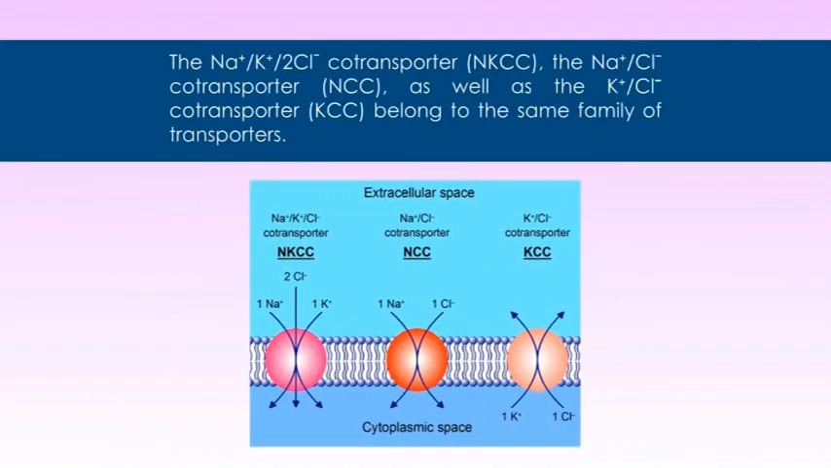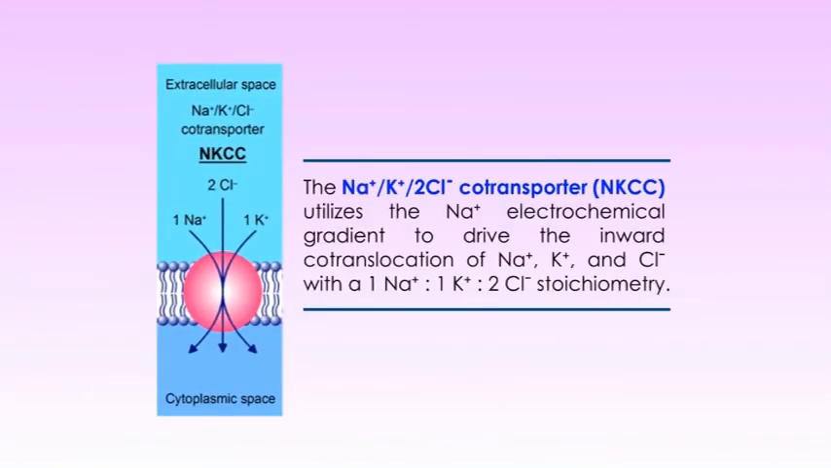The sodium-potassium-chloride cotransporter, the sodium chloride cotransporter, as well as the potassium chloride cotransporter belong to the same family of transporters. The sodium-potassium-chloride cotransporter utilizes the sodium electrochemical gradient to drive the inward translocation of sodium ions, potassium ions, and chloride ions with a 1 sodium, 1 potassium, 2 chloride stoichiometry.